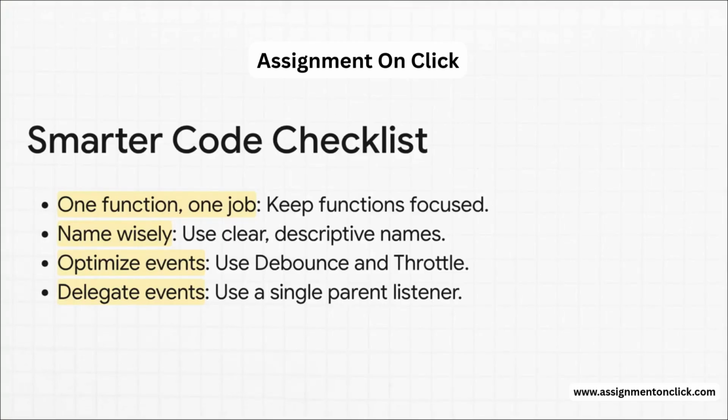Here's a simple little checklist to keep in your back pocket. First, keep your functions focused. One function, one job. Do it well. Second, use descriptive names so your code basically reads like a story. And when you have those events that fire like crazy, like scrolling, use debounce or throttle to keep things running smoothly. And finally, for any list of items, always delegate your events to a single parent listener. I promise you, following these rules will dramatically improve the quality of your code.